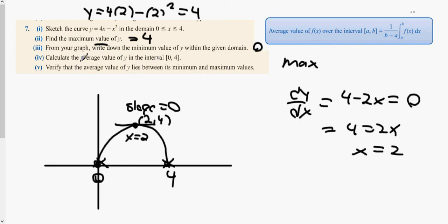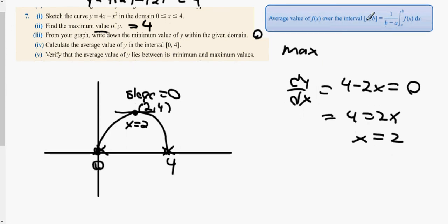From your graph, calculate the average value of y in the interval 0 to 4. Verify that the average value of y lies between its minimum and maximum values. Okay, so the minimum is 0 and the maximum value is 4. So let's do the maths here, right? So it's going to be 0, 4. A equals 0, B equals 4.